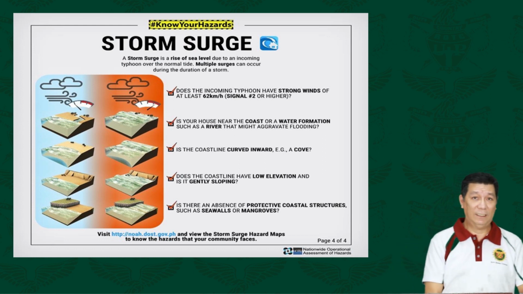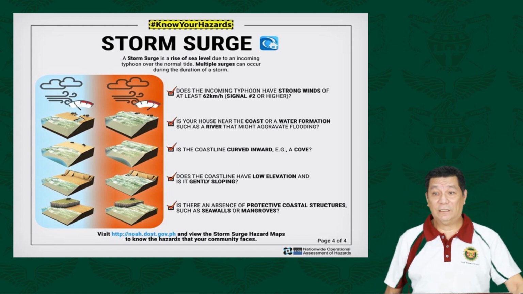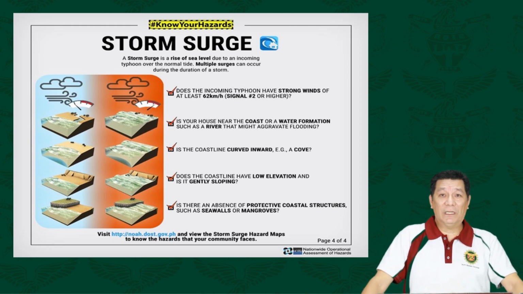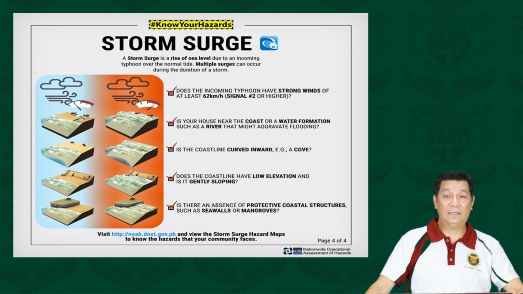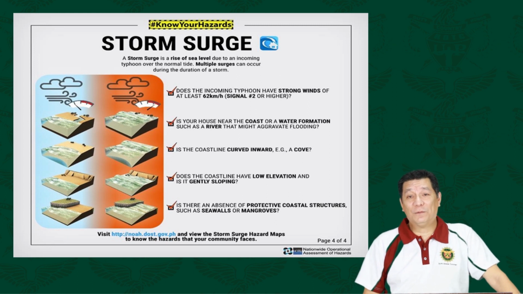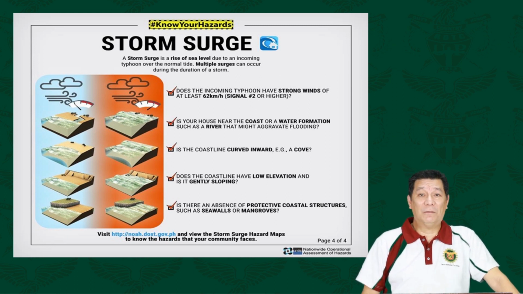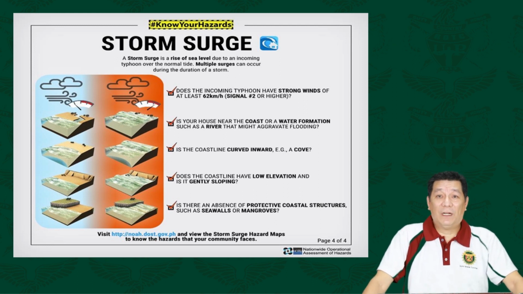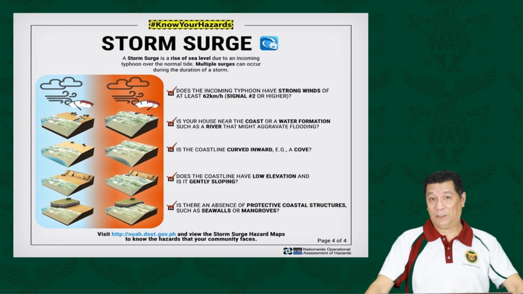Storm surge is triggered by a typhoon. These are incoming typhoon waves affected by strong winds and can last for 62 kilometers per hour. The storm surge of Typhoon Yolanda was about 80 kilometers per hour, brought about by the 320 kilometer per hour winds. Does the coastline have a low elevation which could be affected by a storm surge?